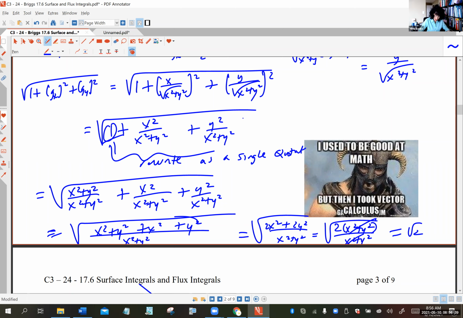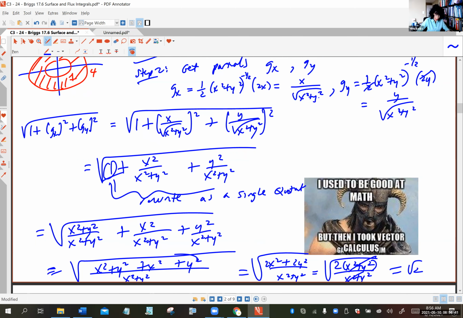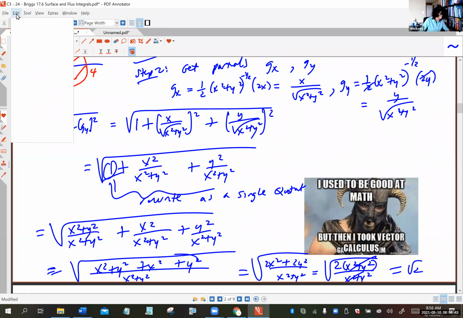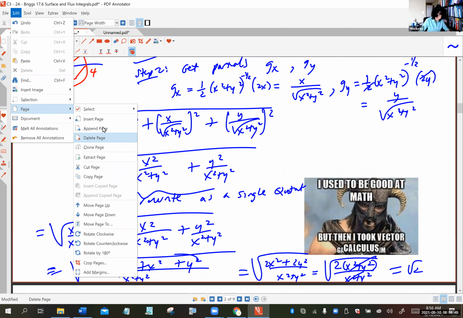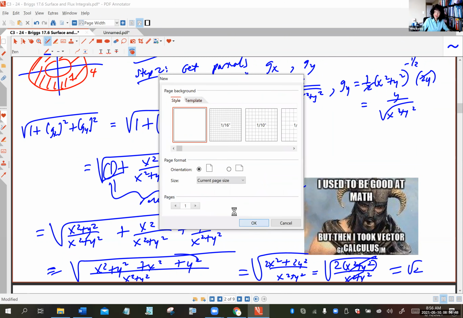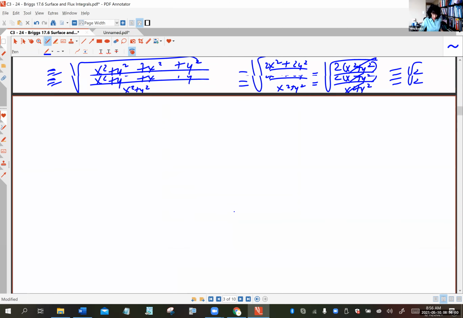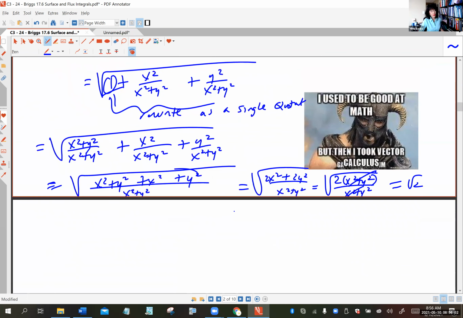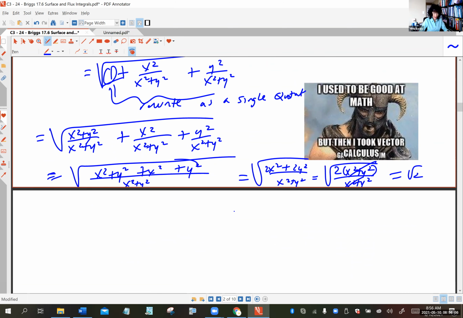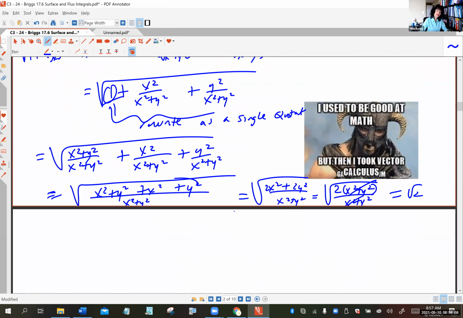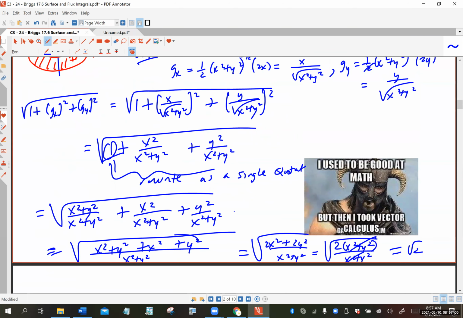And there's my meme: I used to be good at math, and I took vector calculus. I know, right? Some people, by the time they get to this part in Calc 3, start thinking maybe Calc 2 was easier. Maybe I like sequences and series now. Those sequences and series are starting to look really great. I miss those. Okay.